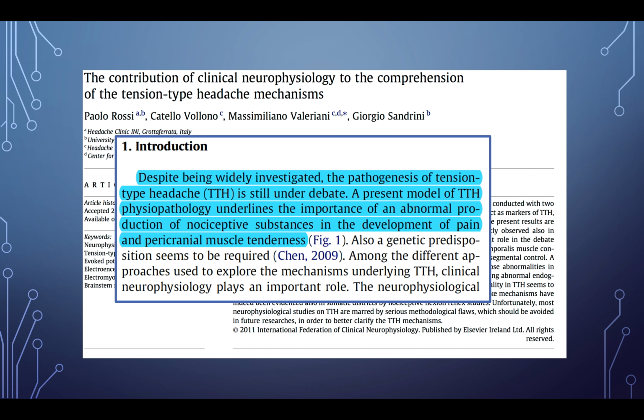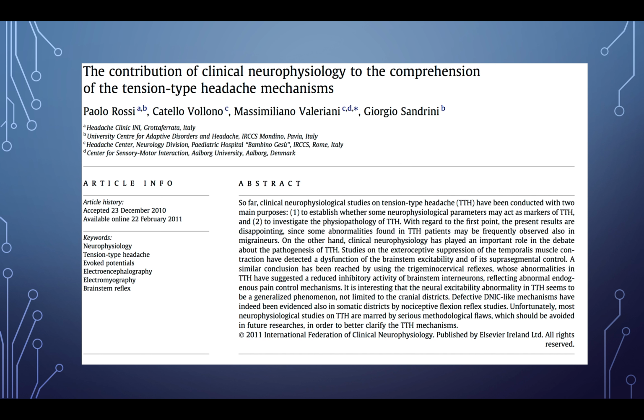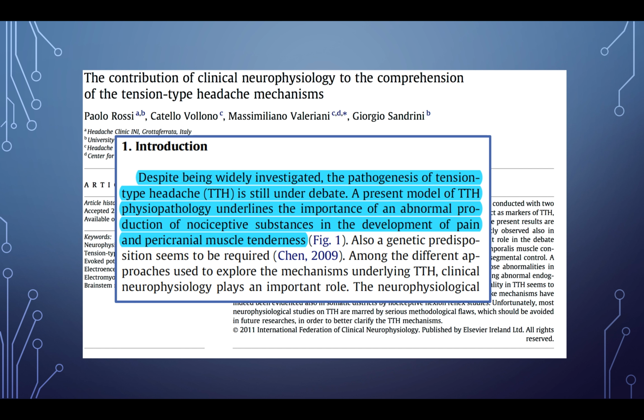So despite being widely investigated, the pathogenesis of tension type headache is still under debate. And when was this paper written? 2010, so a little bit old, but it had some good information in it. A present model of tension type headache pathophysiology underlines the importance of abnormal production of nociceptive substances in the development of pain and pericranial muscle tenderness.